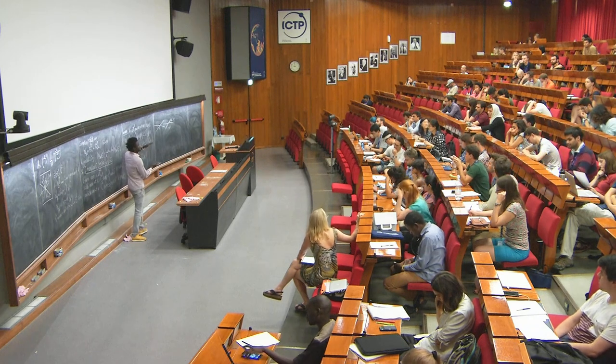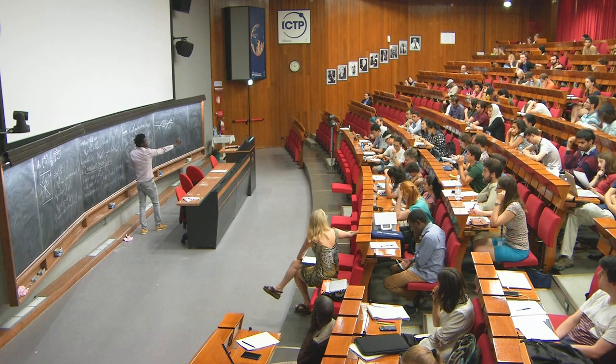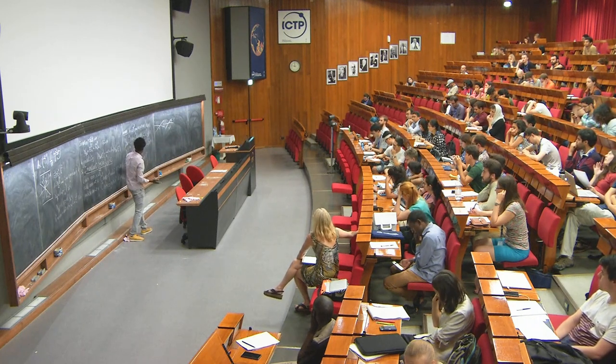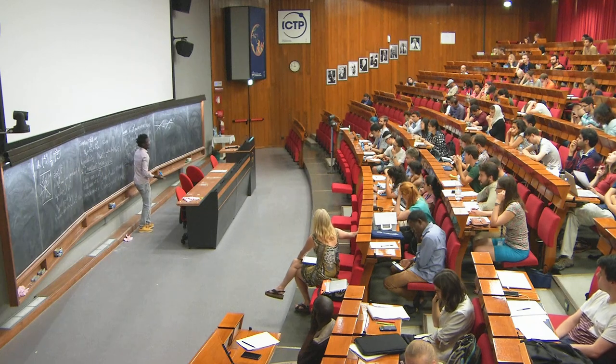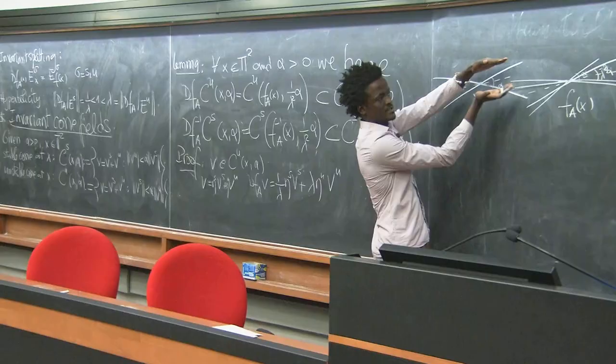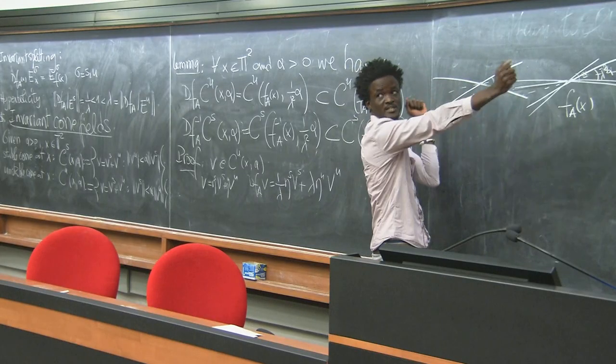It does not open it, so it squeezes it around stable and stretches it along unstable. You squeeze around stable, this is squeezing here, and this is stretching. So that's what you see here. This cone will get this and this. That's just hyperbolicity. You squeeze and you stretch.